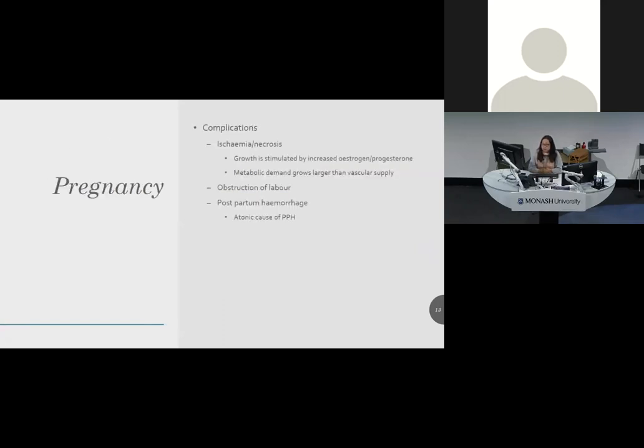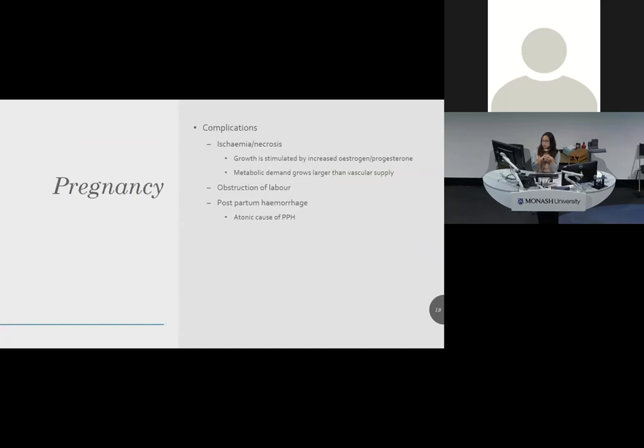So just fibroids in pregnancy, I just thought I'd add a side note, although I'm not very well obs inclined. Fibroids can lead to complications in pregnancy, such as ischemia, necrosis, causing lots of pain. Basically, because of the lots of estrogen and progesterone in the system, your fibroid grows and grows along with your baby. And then because it grows so fast, the vascular supply doesn't grow with it. So there starts to be necrotic areas, and it can cause lots of pain and issues.